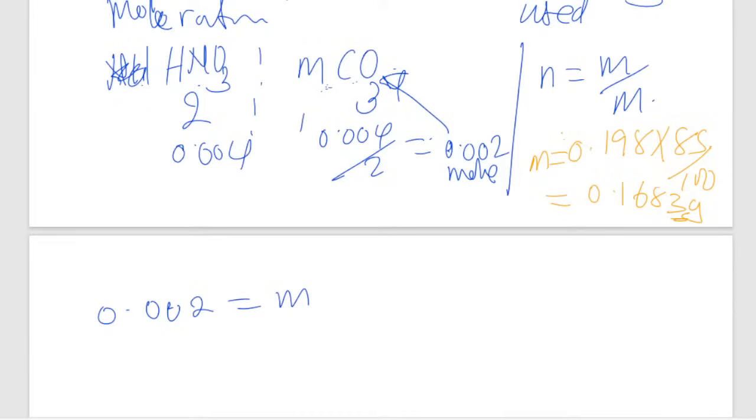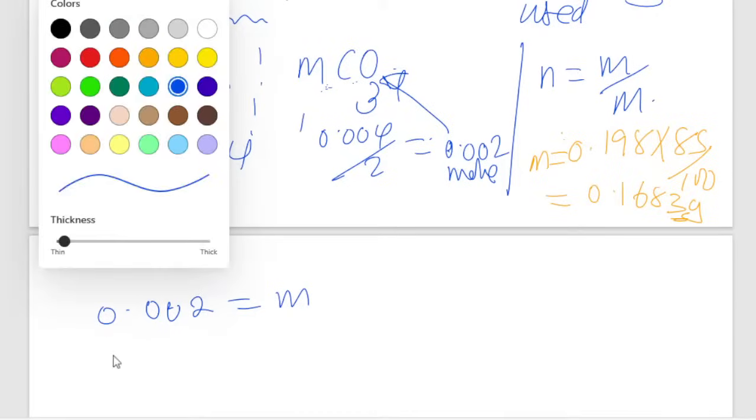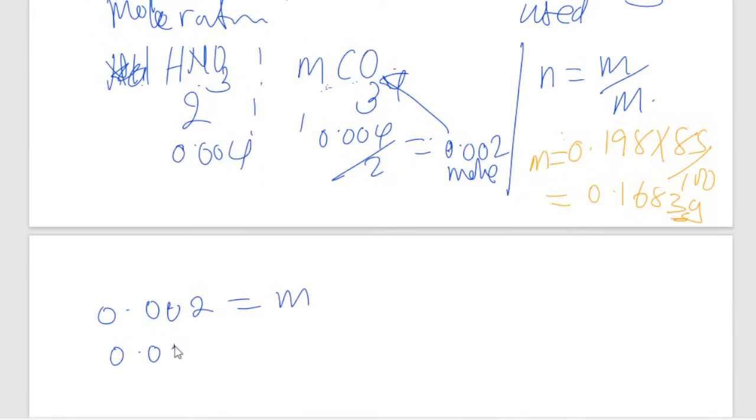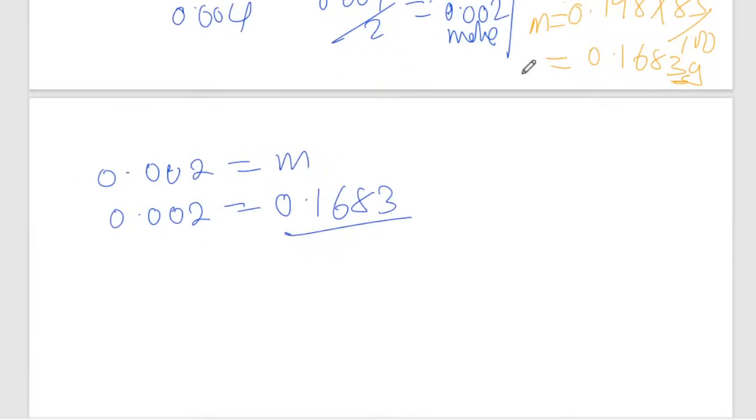So in this case, I will say that 0.002, I'm now substituting here, is equal to the mass, which is 0.1683, then divide by the molar mass, M carbonate. We don't know what M is, but we know what carbonate is, isn't it? Yes, we can find out what carbonate is.